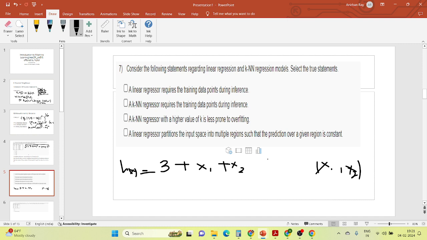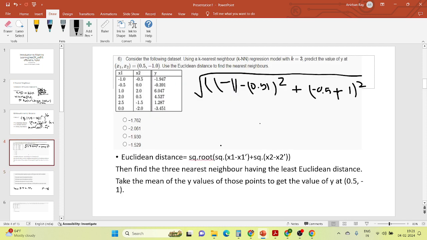But in the KNN regressor, as you can see, we were using the y values of these points to get the y value of our own test point. So the training values are required here.